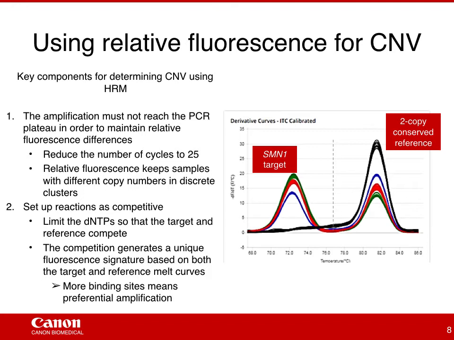We set up the reactions as competitive because we get another way to separate samples with different target gene copy numbers. Not only can you look at the fluorescence differences of the target gene melt curves, but you can look at how the reference gene melt curves are affected by the copy number of the target gene. Using the fluorescence values of both the target and the reference genes creates a fluorescence signature that easily clusters samples.